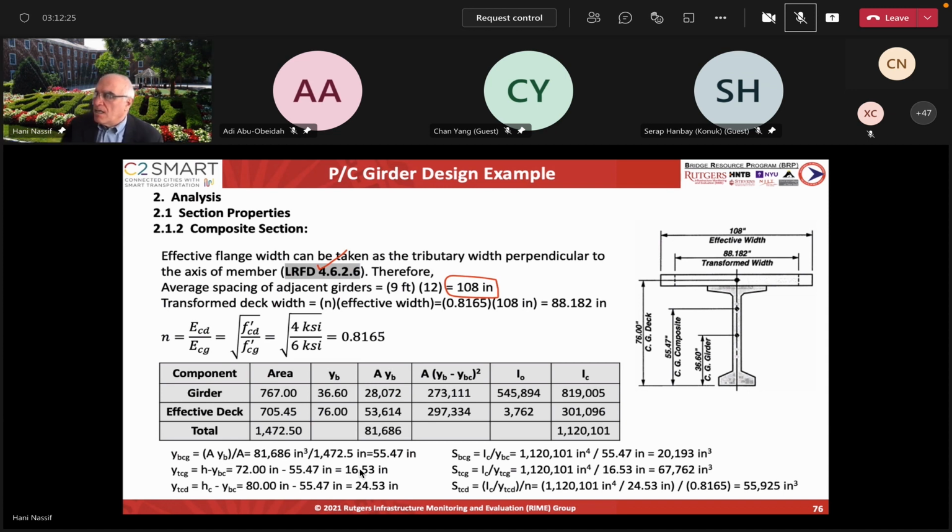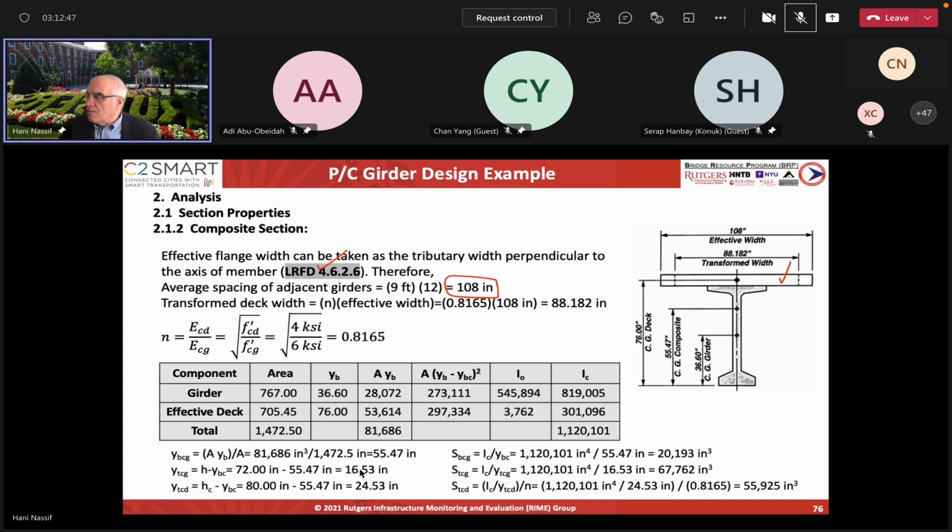So basically now, when you are talking about this, most of our equations are applicable to an isotropic section, meaning it has the same properties. So we have to transform the concrete of the slab to the same concrete as the girder. And you know how to transform that.